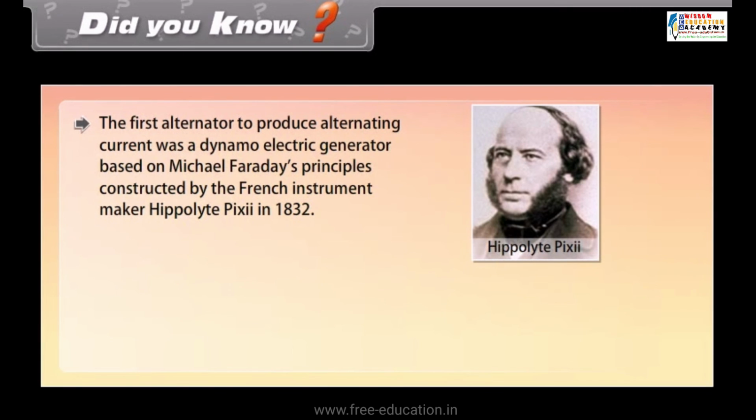Did you know? The first alternator to produce alternating current was a dynamo-electric generator based on Michael Faraday's principles, constructed by the French instrument maker Hippolyte Pixii in 1832.